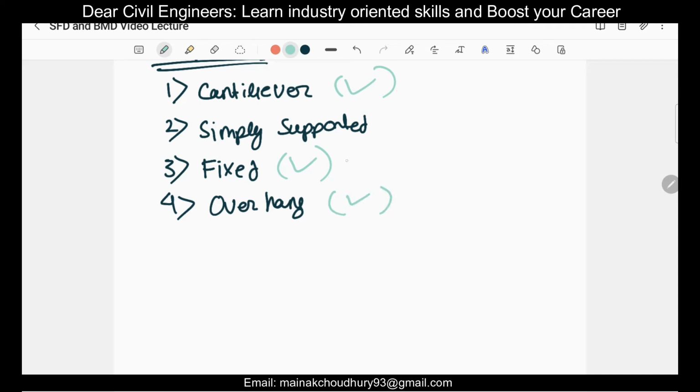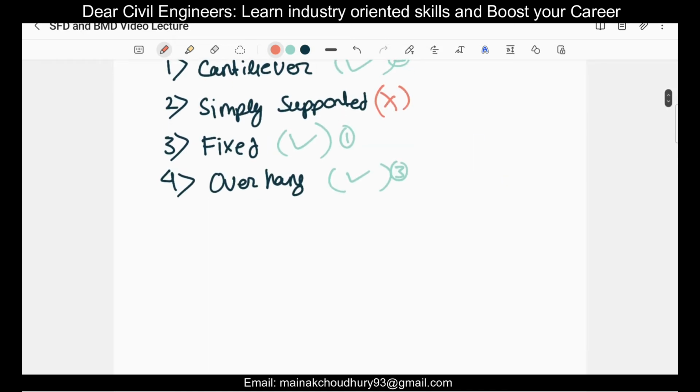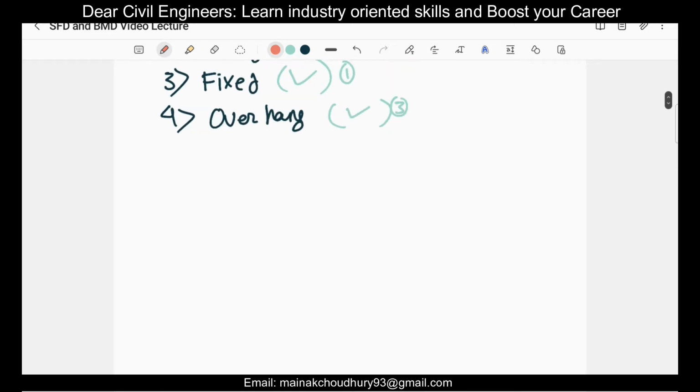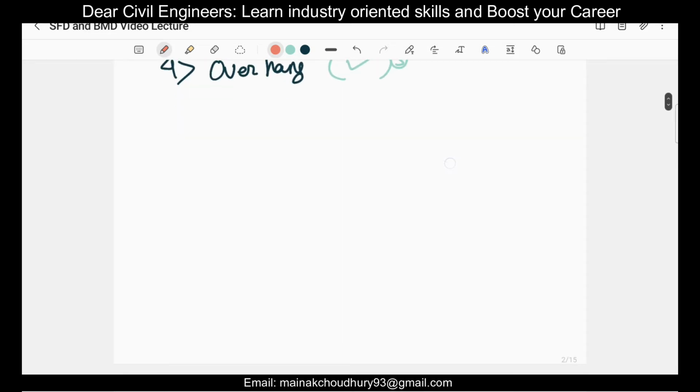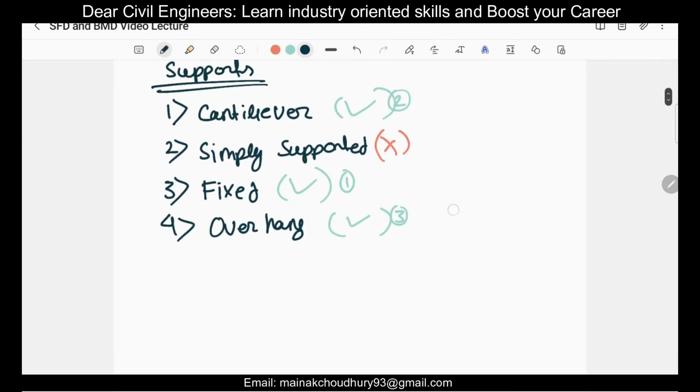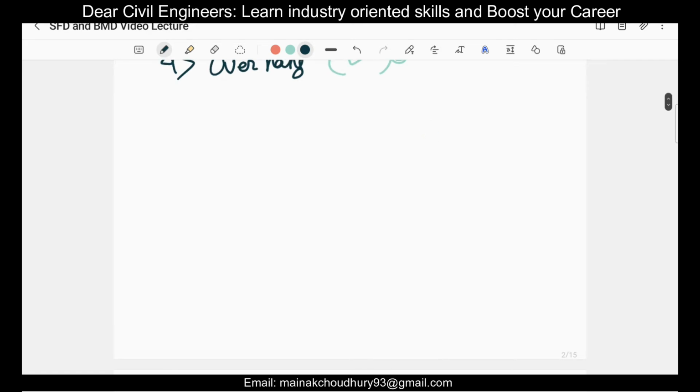This is the most common, second most common, third most common, and fourth, this is very rare. Simply supported beam is very rare, but from the exam point of view, for the numerical point of view, you have to cover that also. It is very important for the exam point of view. So let's go here and see what these supports are in a little bit more detail.